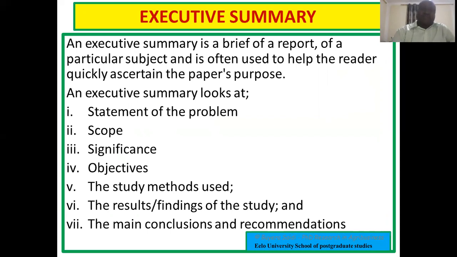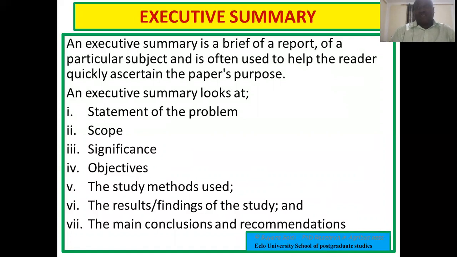As you start writing your report, it is very important for you to keep in mind that at the end you develop an executive summary. And in the executive summary, we shall have the following involved. First, you must understand an executive summary is a brief of a report of a particular subject and is often used to help the reader quickly ascertain the paper's purpose, your study's purpose, and looks at the following.